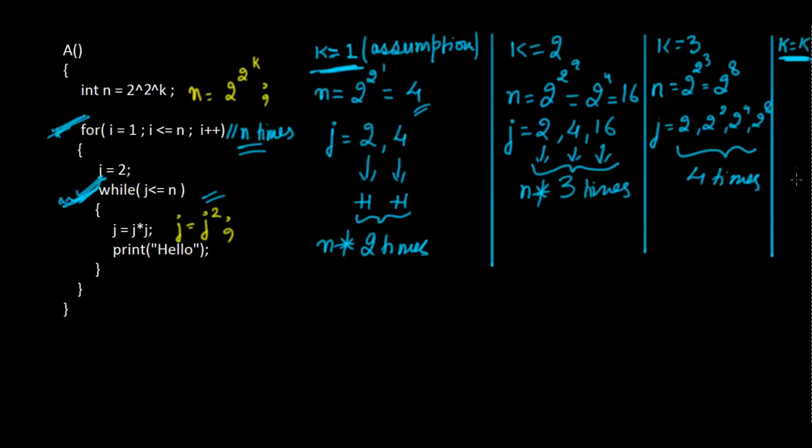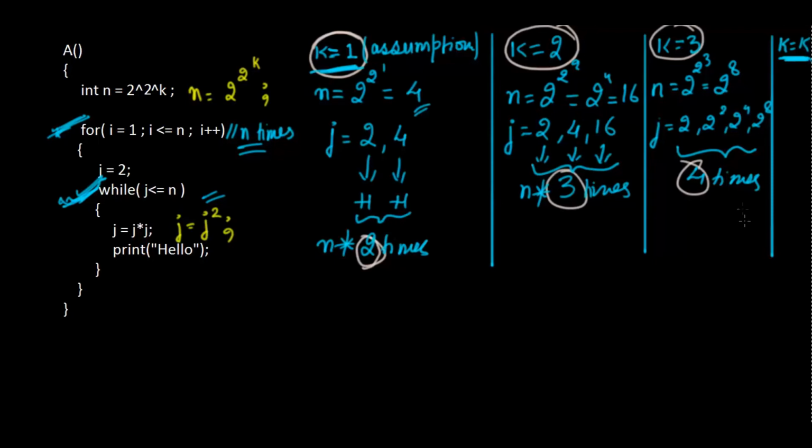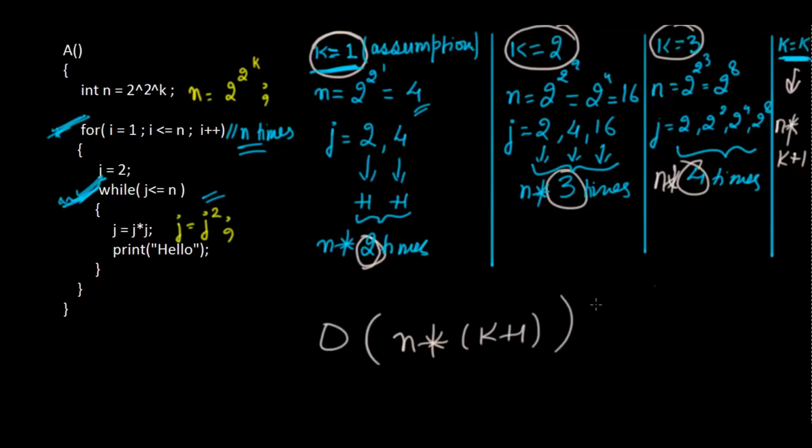Now at this moment we can see the pattern. When my k value is equal to 1, I am printing 2 times. When my k value is equal to 2, I am printing 3 times. When my k becomes 3, I am printing 4 times. So we can see the pattern. When my k is equal to k, we will print n into k plus 1 times. So the total times we printed hello is n into k plus 1 times, and this is our complexity. Now we generally write complexity in terms of n, so we have to find k in terms of n, and we can find that from this relation.